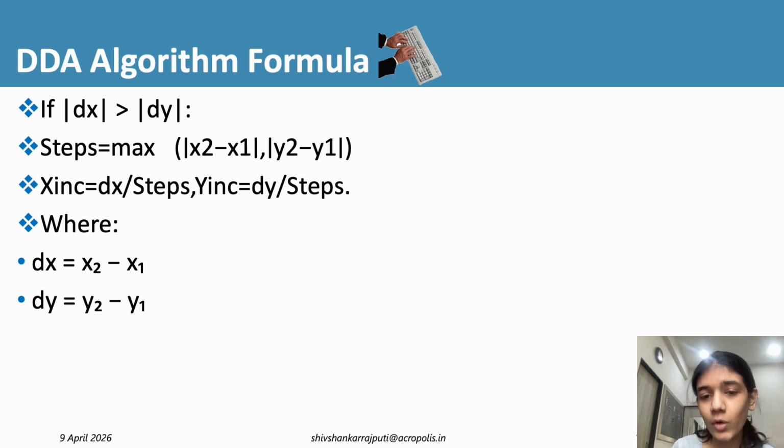Now the next value of x would be incremented by using the x increment. It has its own formula. X increment would be dx by number of steps, and y increment would be dy by number of steps. So x next would be x plus x increment, and y next would be y plus y increment.